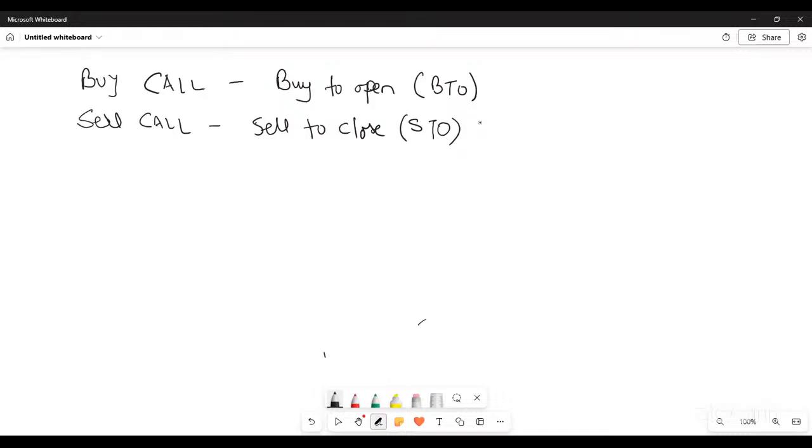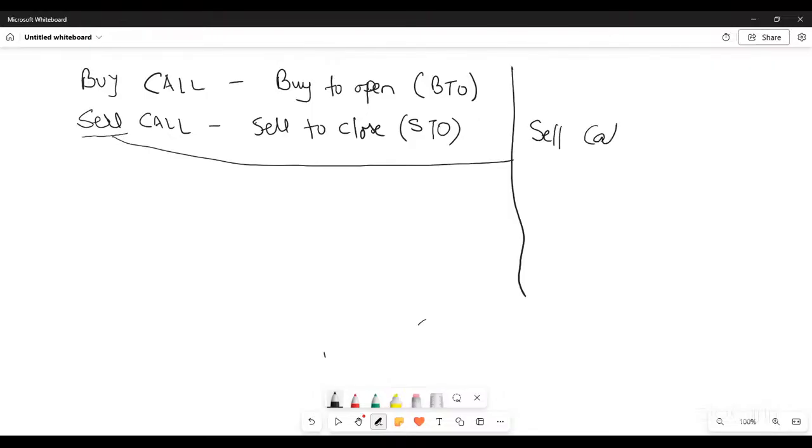Don't think that we are opening a new trade where we are selling a call, because that's also a position. That is the reason why we use buy to open and sell to close, so we know what we are doing, because we can also sell a call as a new position. In that sense, this will not be buy to open. This will be sell to open.